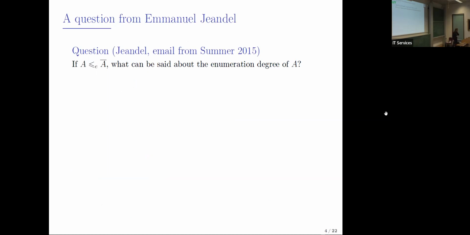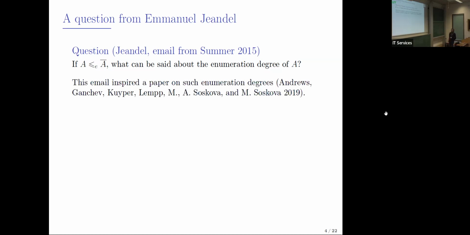Now, much of the rest of the content of this talk was originally motivated by a question of Emmanuel Jeandel. He's a symbolic dynamicist, and he sent an email to ask, if I have a set A such that A is enumeration below A complement, what can be said about the enumeration degree of A? I'll explain why he was asking that question, but our answer was immediately, I don't know.